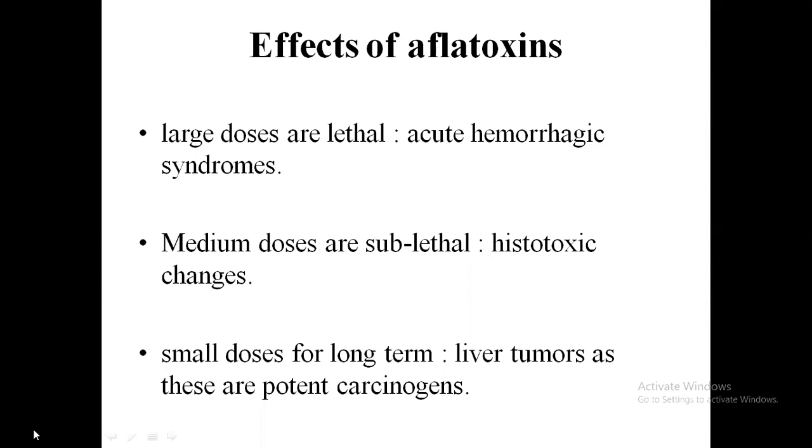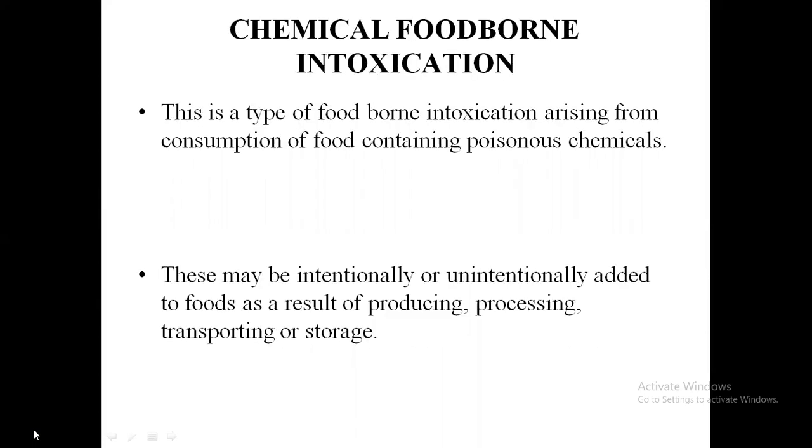So acute hemorrhagic syndromes are most common with large doses. With medium doses, sub-lethal changes can occur, like histotoxic, meaning cell toxicity. But with very small doses over a prolonged period, it causes liver tumors. It can also be a potent carcinogen.